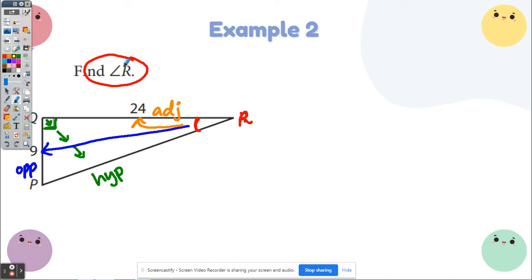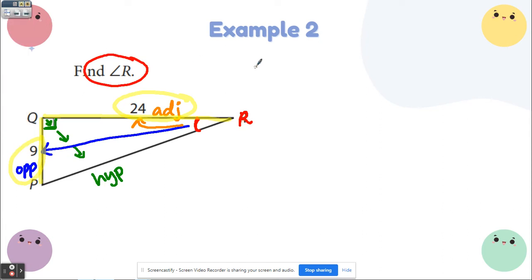In order to figure out an angle, you need to know the value of two sides. So we're definitely going to use 24 as adjacent, and we're definitely going to use 9, which is hypotenuse. So what would you use? Would you use SOH, CAH, or TOA? The answer is you would use CAH, because I just circled in a highlighter adjacent and hypotenuse. So we're going to use tan of R degrees is equal to opposite, which is 9 over 24.